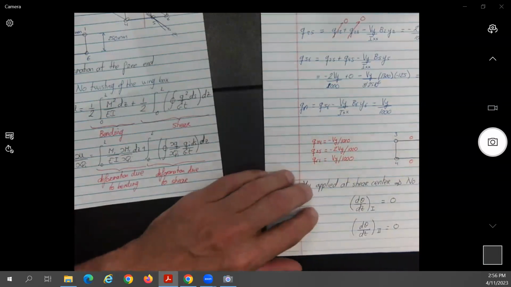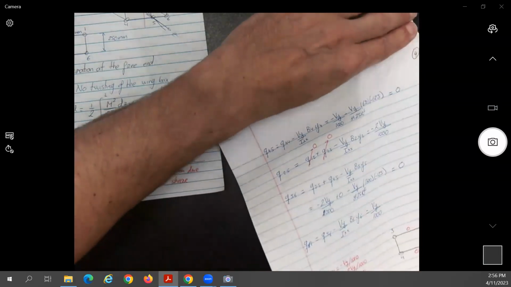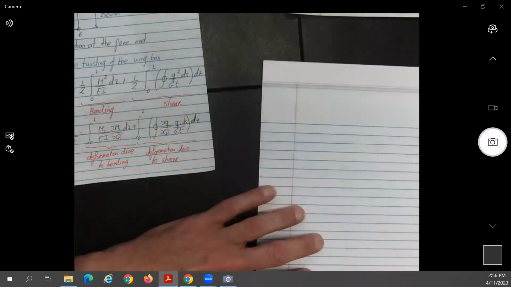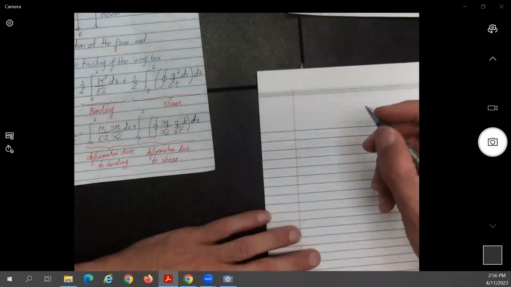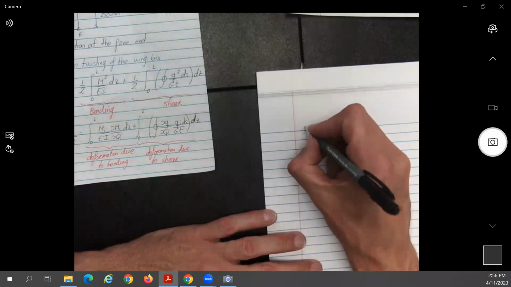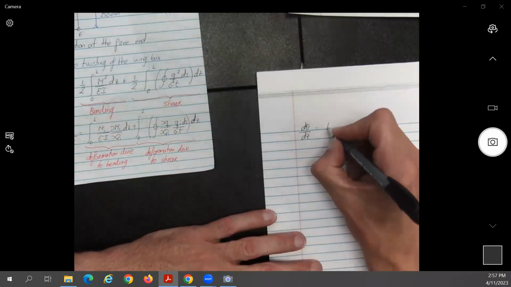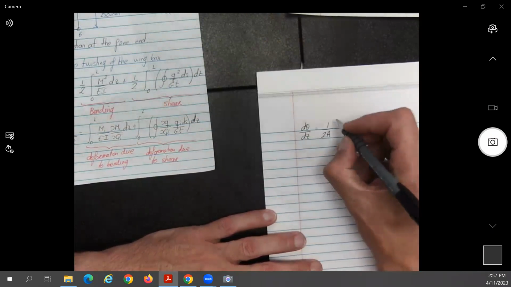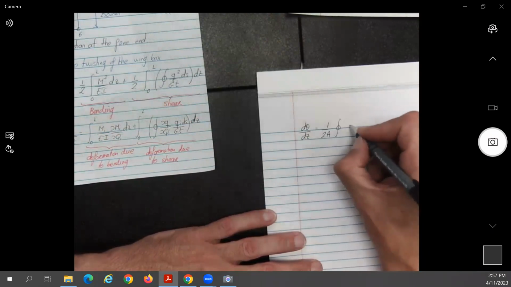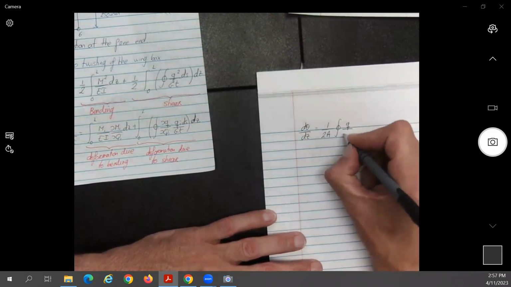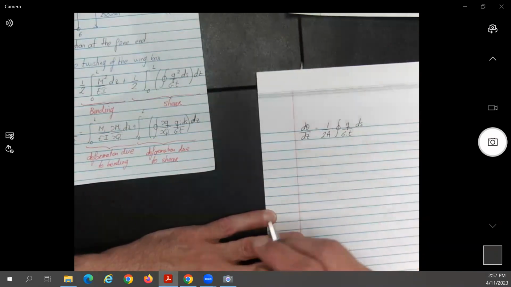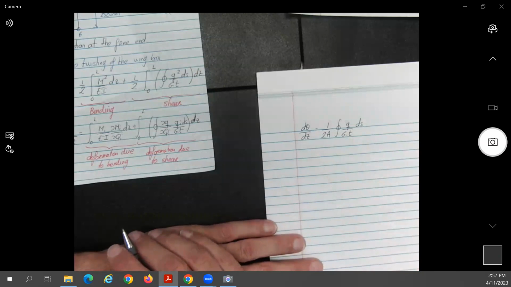Yeah? Okay, so let me go to the next page. I have so many pages now. All right, so let me do a figure again. So let me first write down the equation. We have d theta dz, the general equation is 1 over 2A integral of q over Gt ds. Okay, so this is the general equation.